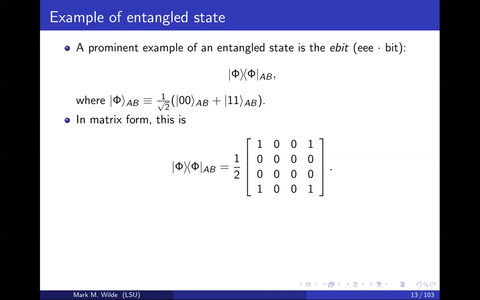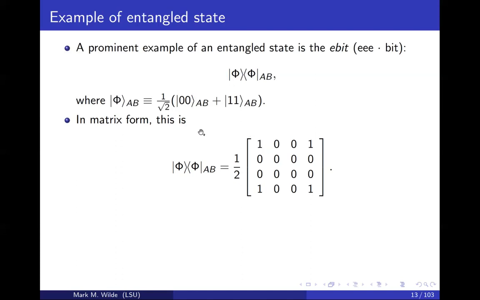And the top entry would be 1 over root 2. The bottom entry would be 1 over root 2. And the other 2 would be 0. So if you take the outer product of that vector with itself, you get this 4 by 4 matrix. Okay, that's what it looks like. And there are just 1s in the 4 corners of the matrix and the 1/2 to make sure that it's normalized, right? So you can check that this matrix is positive semi-definite.